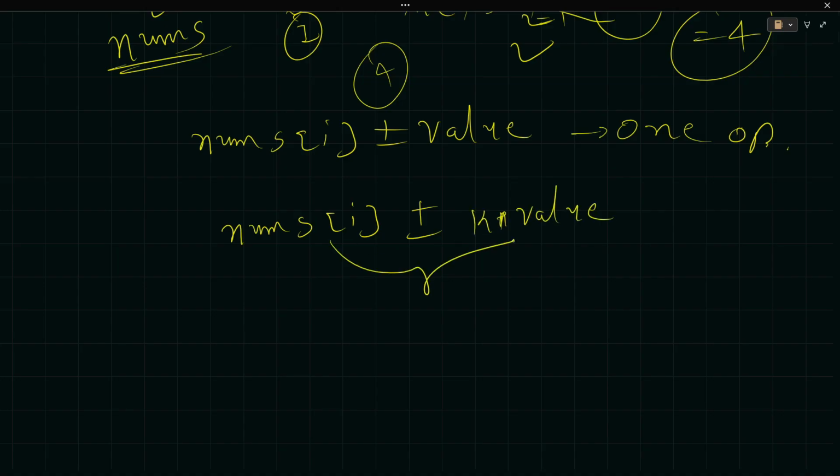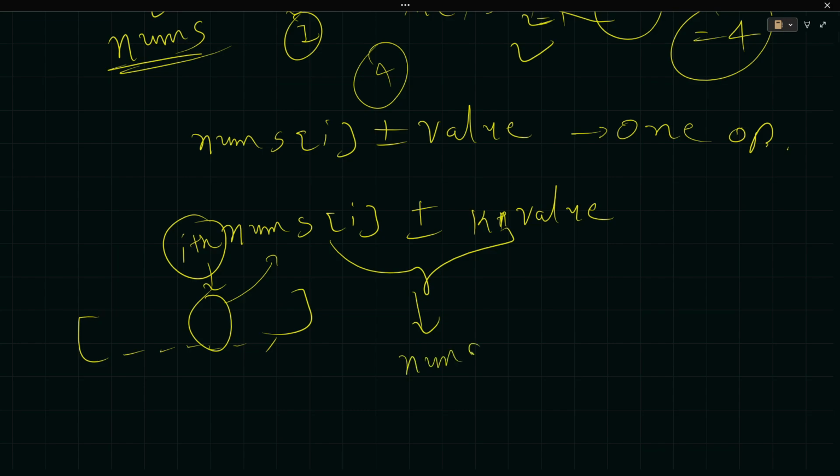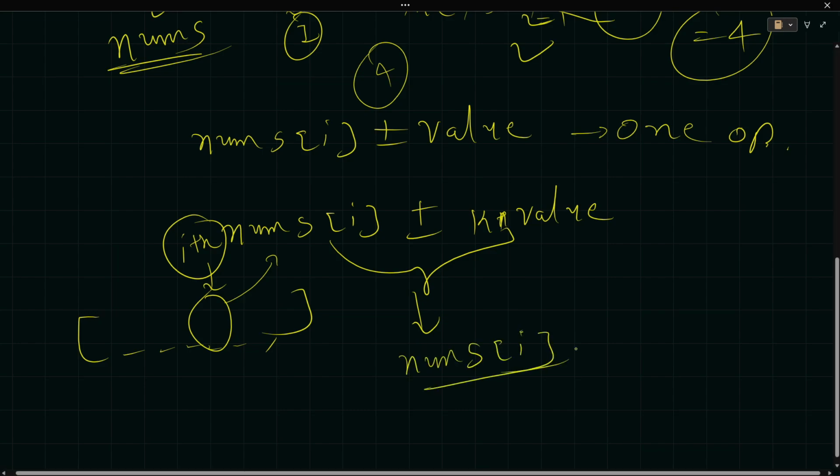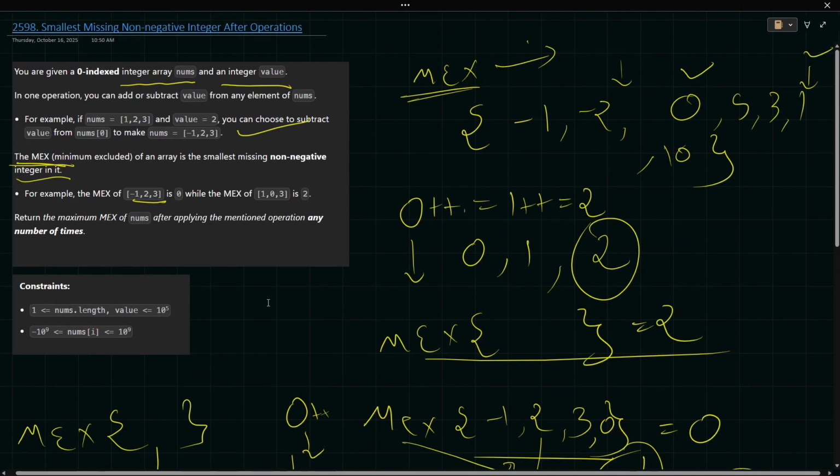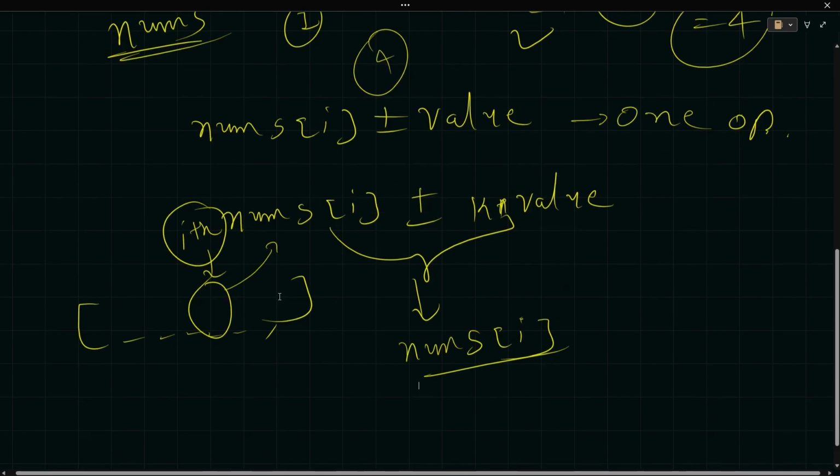Okay, so one time means in one iteration. Suppose this array is here, and we are at the current ith index. So in one go, we can transform this nums of i by plus or minus k into value, where k can be any value, and get a new nums of i. Okay, so after doing all these operations, what would be our maximized max? It is simply asked in the question.